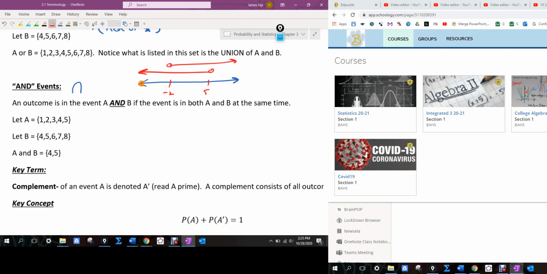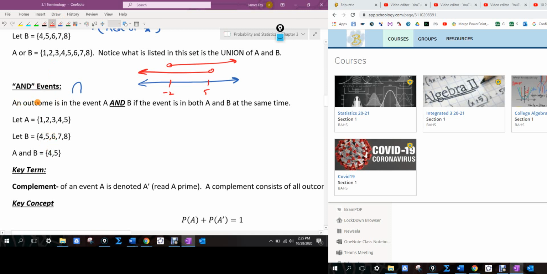It would be where they're overlapping between -2 and 5. Does that make sense? So it's where they're shared. So that's kind of a connection that we've made, maybe in graphing in Algebra 2, college algebra, geometry, and now we see a connection into probability.